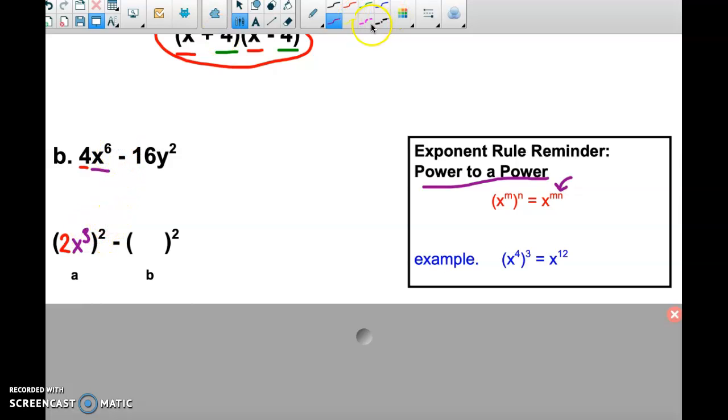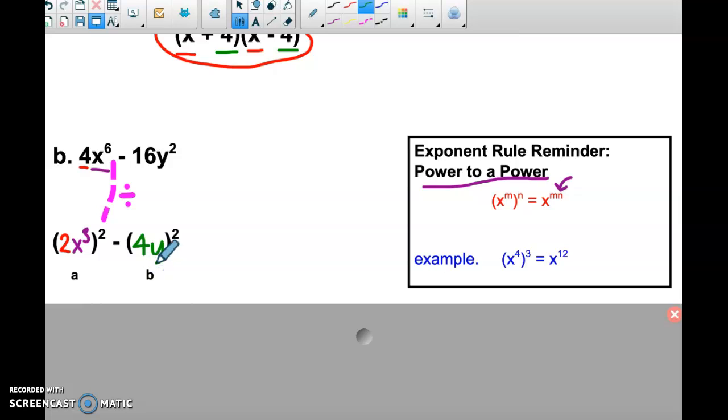Another way I kind of think about, I go backwards a little bit. 6 divided by 2, if we do division, 6 divided by 2 gives me 3. That goes here. Multiplication and division are opposites. All right, so I'm going to do it again. 16. What squared gives me 16? 4. And what squared gives me y squared? Y squared, that's easy.